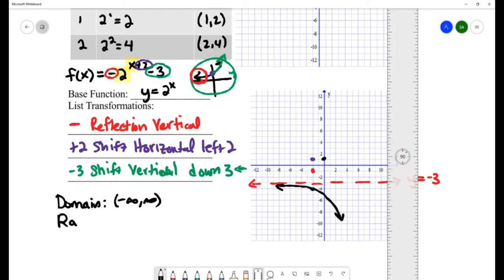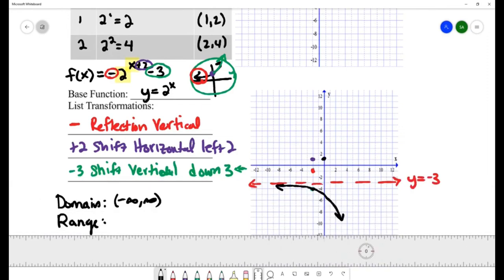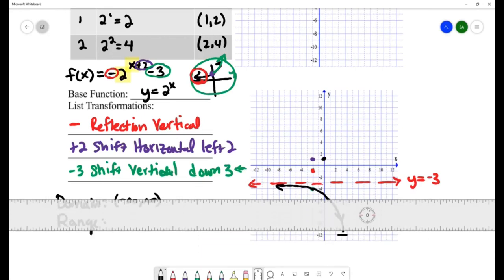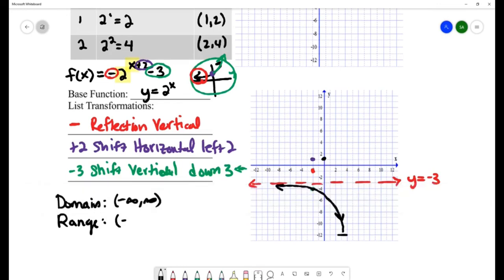For the range, we'll hold our ruler horizontally and go from bottom to top. So this arrow indicates that my y values start at -infinity, and they're going to continue until I get to that horizontal asymptote at -3. So my range is -infinity to -3. I'm putting a parenthesis on -3. It should not be included because you never reach that horizontal asymptote.